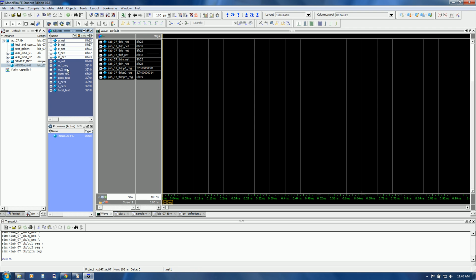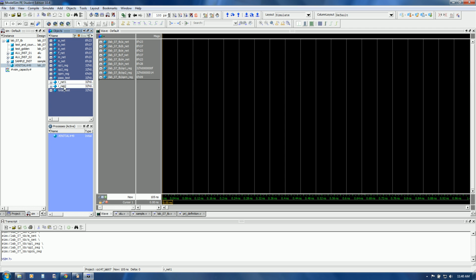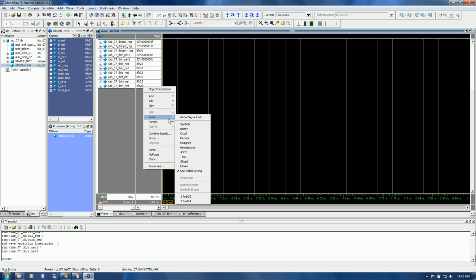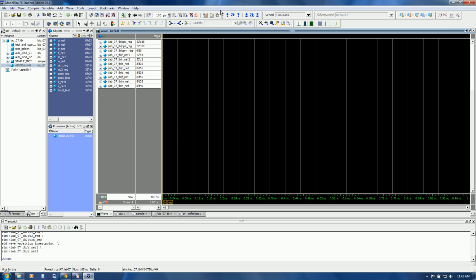Operands, and then we'll observe the result as well in the waveform. Okay, and we'll observe this net over here, and let's change the radix of all of them to decimals. Radix to decimals, so that makes sense. Okay, now what we do, we simulate all.